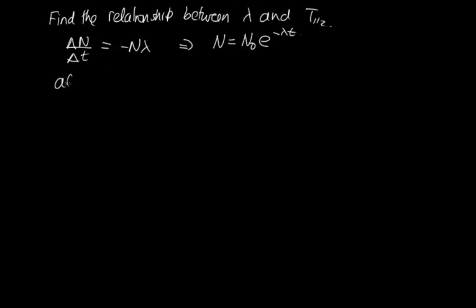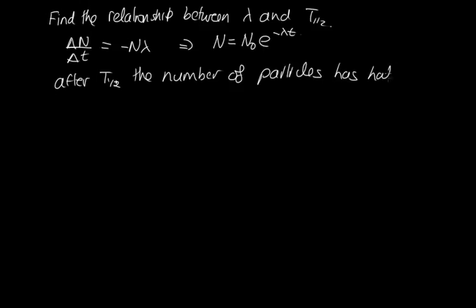Now we know after one half-life, the number of particles has halved. So after one half-life, we've got a half times the initial number of particles is there, and then just substituting in here, this is equal to the initial number of particles times e to the minus lambda, and we said the time that elapsed was one half-life. So now we've got an equation there. What we can do is remove the common factor on each side, and now we've got a half is equal to e to the minus lambda t 1/2.